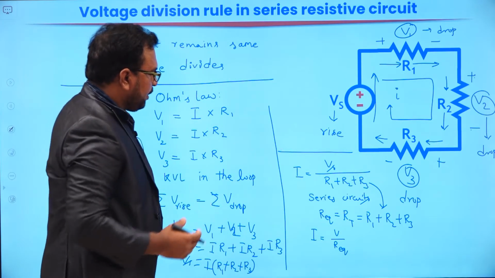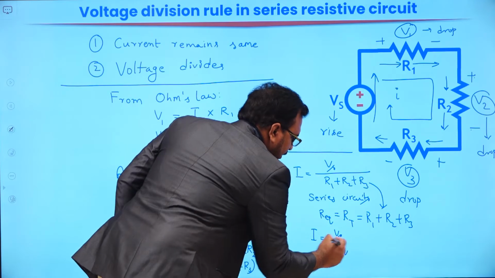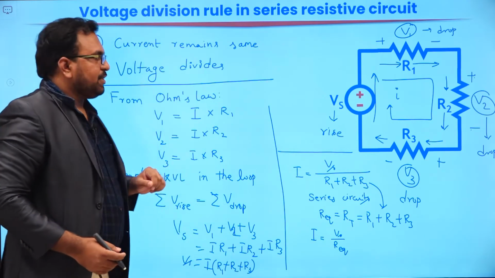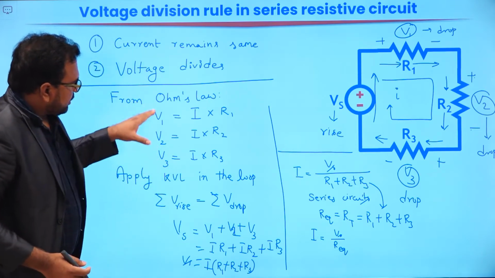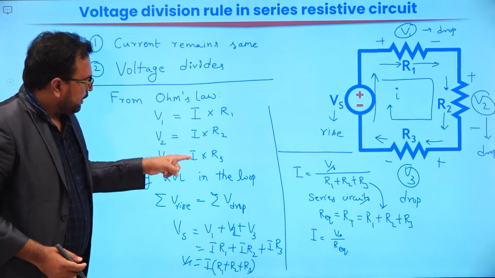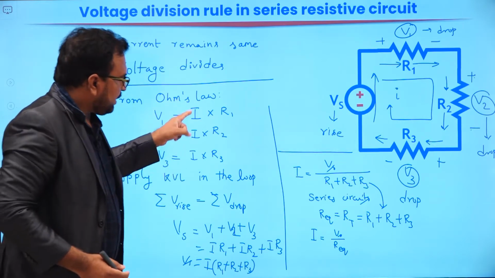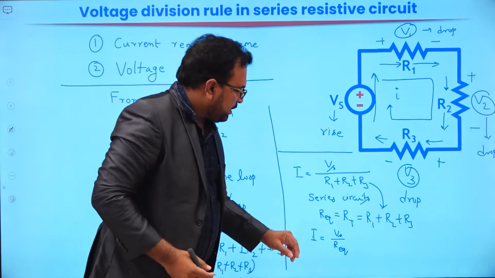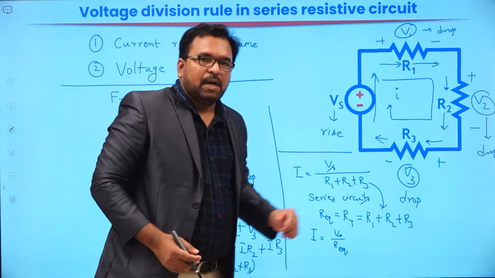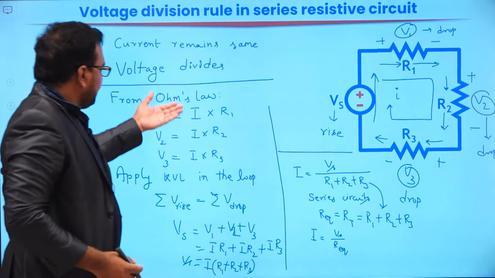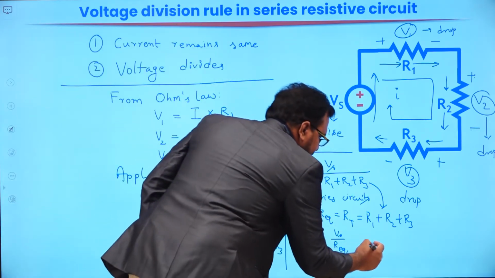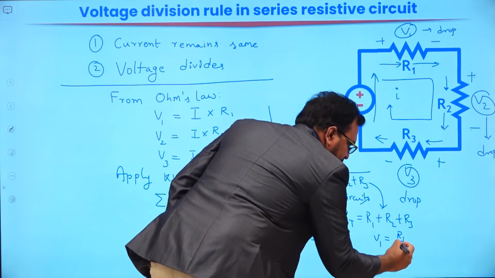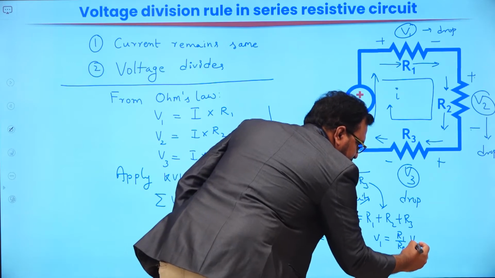Okay. Now we got the total current. Now we have to calculate the voltages across each resistor. The voltage across each resistor is given by these three formulas. In this, the only unknown quantity is I. And for this I, we calculated the expression I is equal to Vs by R equivalent. In this, we know the value of Vs. R equivalent can be calculated from R1 plus R2 plus R3. So replace I in the three expressions, and then we are going to get V1 is equal to R1 by R equivalent into Vs.